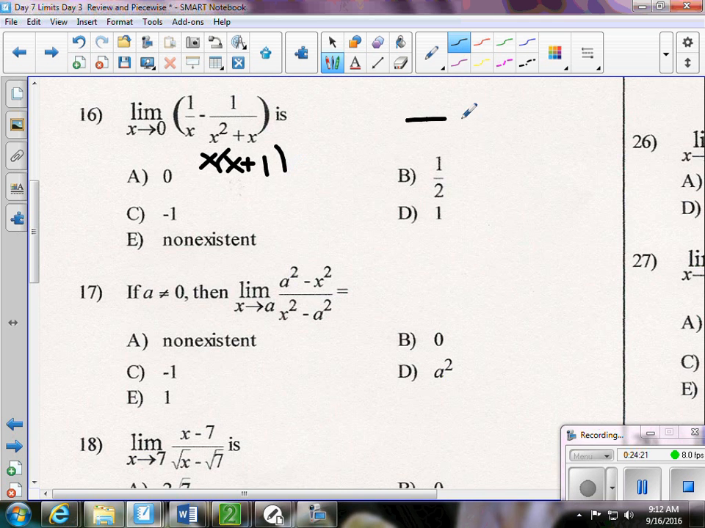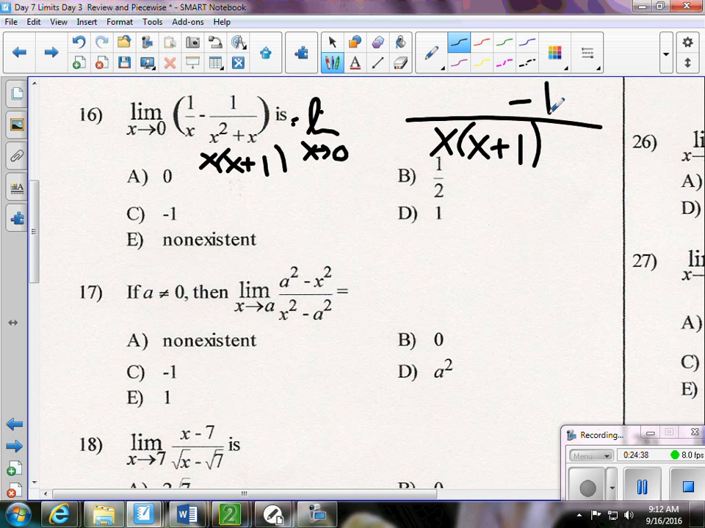So we're going to combine them, and the denominator would be x times x plus 1. The limit is as x approaches 0. Now I have to change the numerator. This one was fine. This is just minus 1. But the first fraction was 1 over x. So now you have to multiply top and bottom by x plus 1, right? To get that common denominator. So it's x plus 1. See that? Now the plus 1 and the minus 1, they're gone.